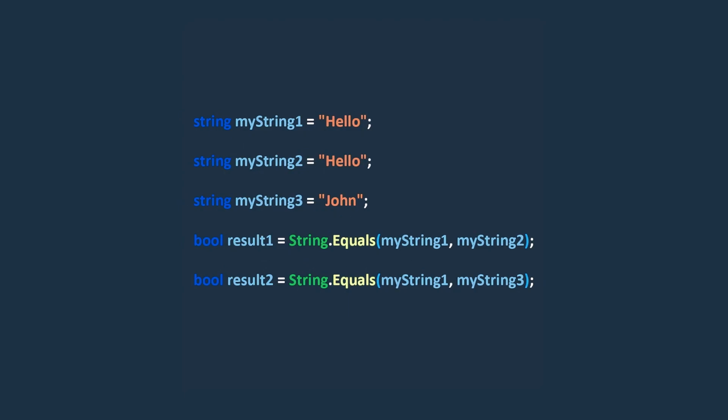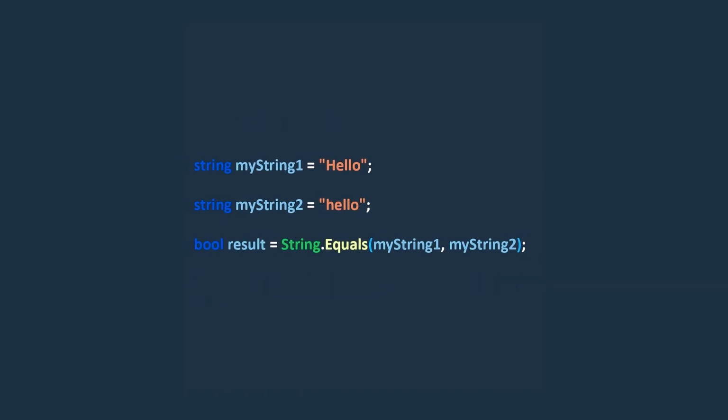Here are some examples of using the equals method. In these examples, the equals method is used to compare MyString1 with MyString2 and MyString3. Since the MyString1 and MyString2 have the same value, the equals method returns true. However, the MyString1 and MyString3 have different values, so the equals method returns false.